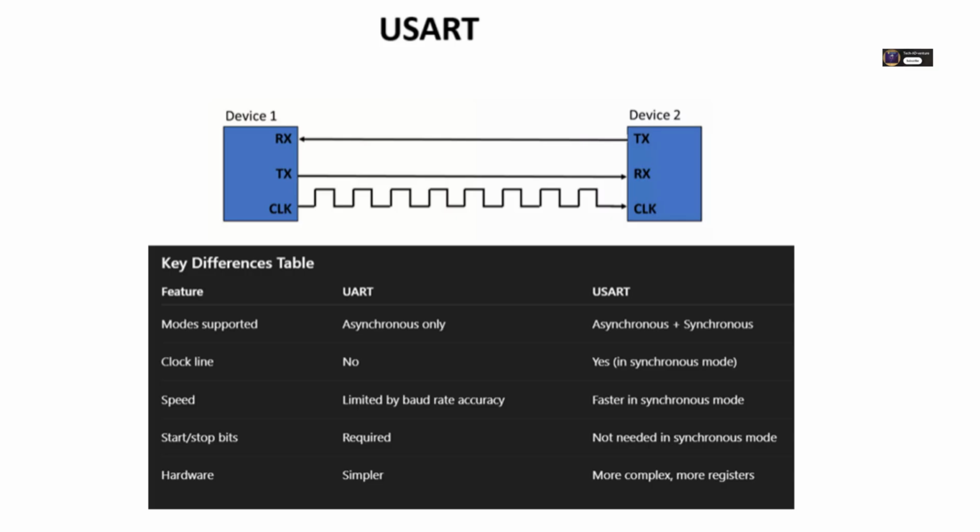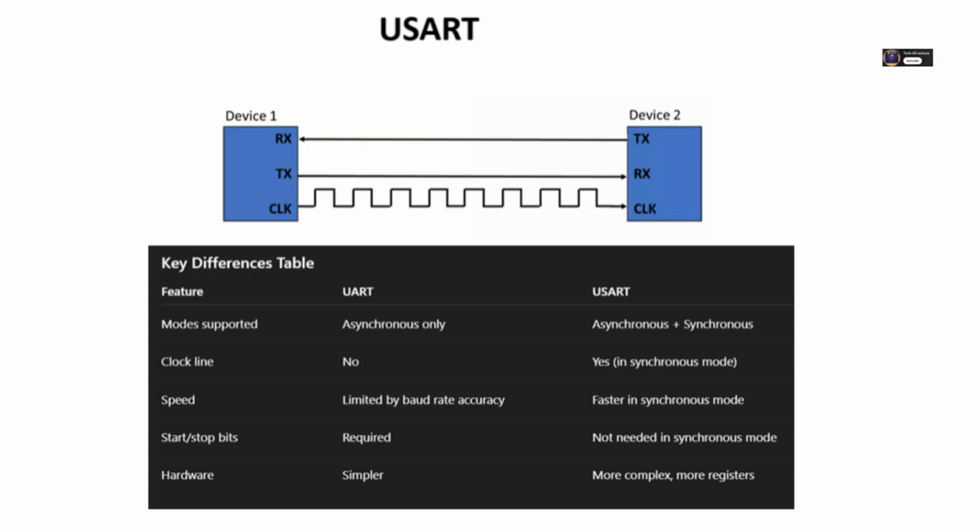I see. So USART is more flexible, but maybe a bit more complex to set up. Precisely. It's like a superset. If you have a USART peripheral, you can often just configure it to act like a plain old UART. A lot of microcontrollers, like the STM32s, have USART peripherals, but you just use them in asynchronous mode for standard UART communication.